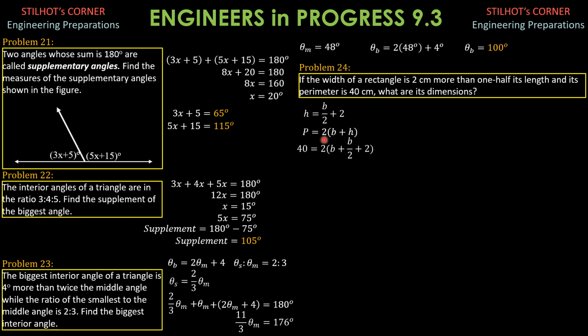Distribute the 2. 2B plus 2B over 2 is 3B. 3B plus 4 equals 40. 40 minus 4, 36 over 3, so 12 cm. B, the length of the rectangle, is 12 cm, while the width is B over 2. 12 over 2 is 6 plus 2, so 8 cm. The width or the altitude is 8 cm.